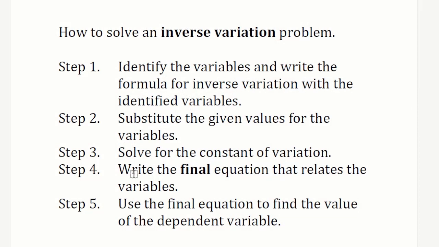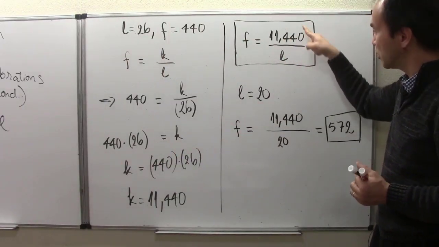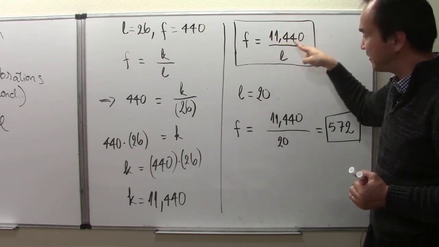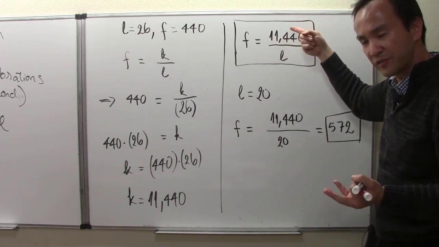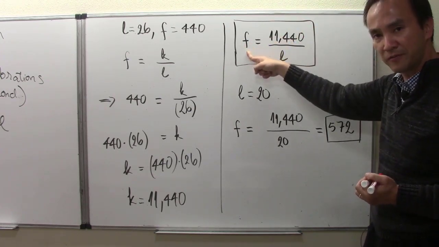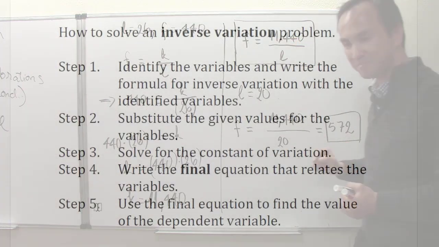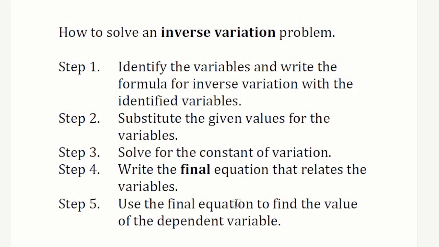Then for step 4, we write the final equation that relates the variables. The final equation refers to this equation right here. Once we have found the value of K, the constant of variation, the final equation looks like this: F, the dependent variable, equals 11,440 divided by L. And then after writing the final equation that relates the variables, the last step is to use the final equation to find the value of the dependent variable.